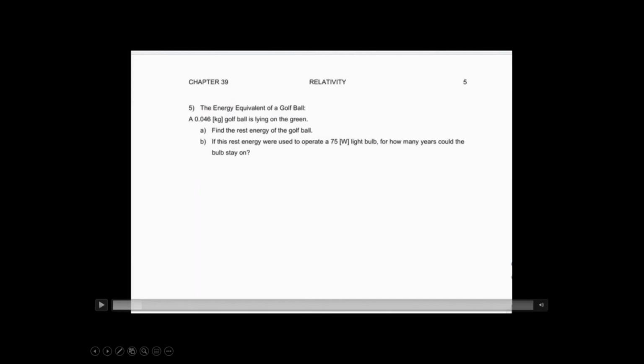All right, so what do we have? We got a Gauss ball. All right, so the mass of the Gauss ball is given. So find the rest energy of the Gauss ball. And then if we were to turn this rest energy to operate a 75-watt light bulb, how many years will this light be operational? So that's what we're going to be looking at.